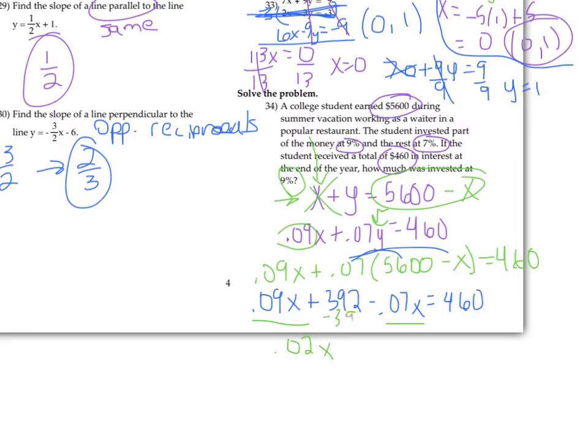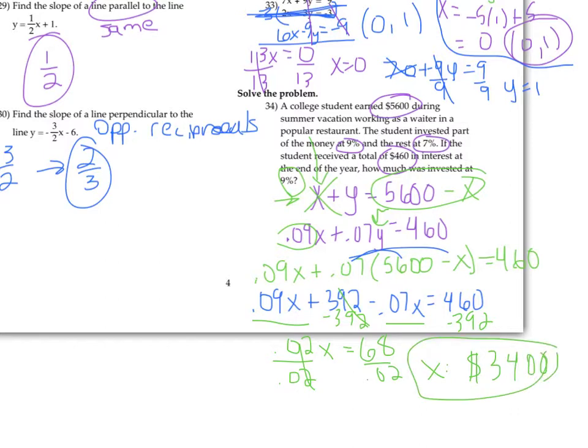Subtract the 392 over here. So we get 68. Divide both sides by 0.02. And x equals $3,400. So since we were looking for x, we found it. If we had accidentally solved for the wrong variable, you just take that 3,400 and plug it back into the equation to find the other variable.